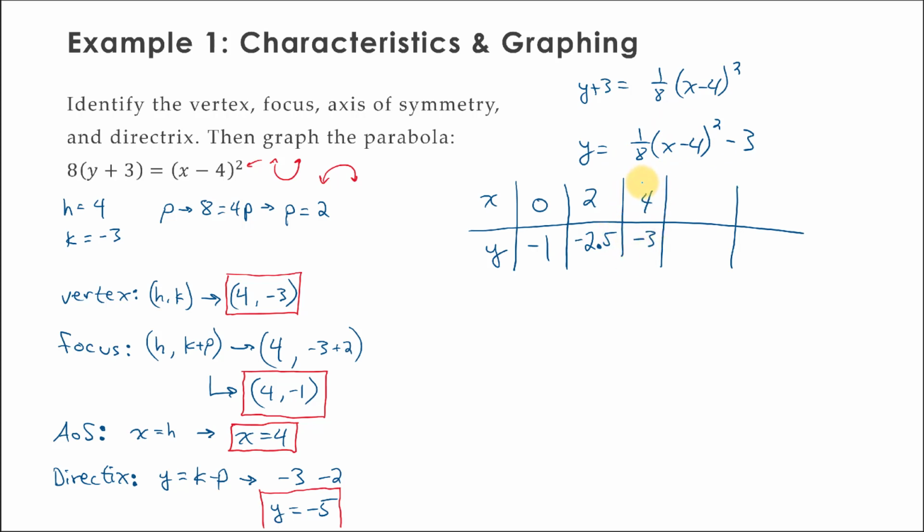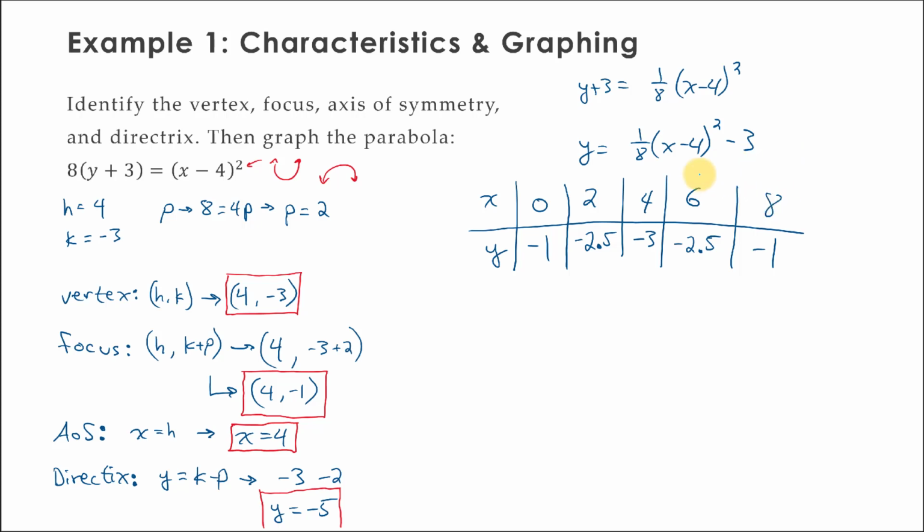And I can plug in some points 0 and 2, but I also know that it's going to be symmetric about the axis of symmetry, right, which cuts through the vertex here at (4, -3). Okay, so if I go 2 to the left and I get -2.5, and then I go 4 to the left and I get -1, well, I know if I go 2 to the right I should get -2.5. And if I go 4 to the right, I should get -1. Okay, so I can easily come up with 2 additional points to graph here.